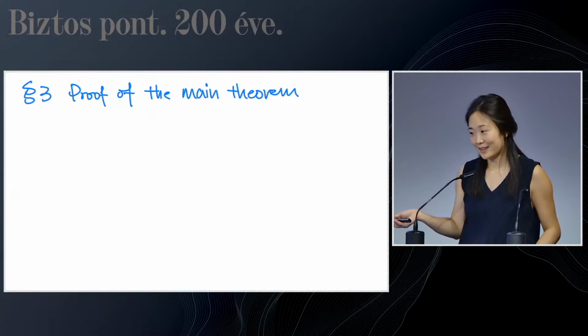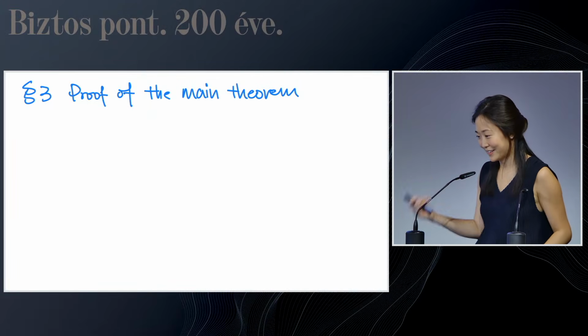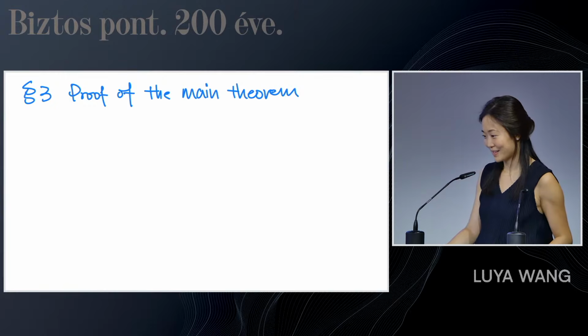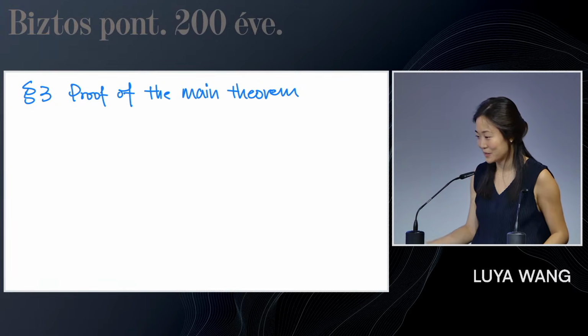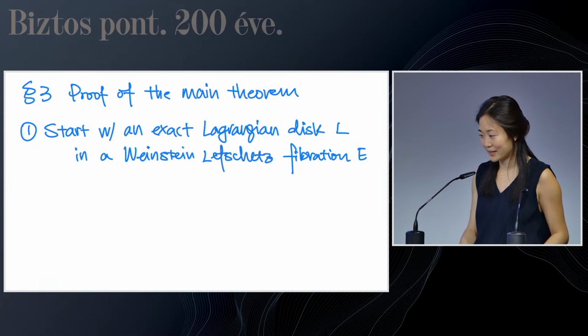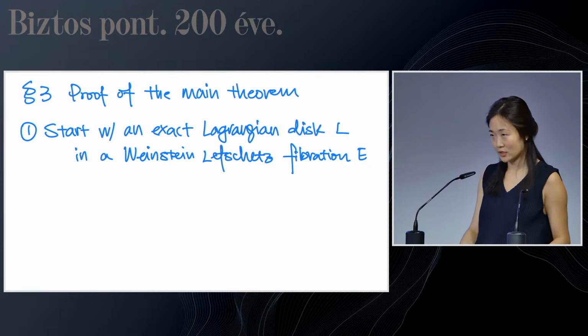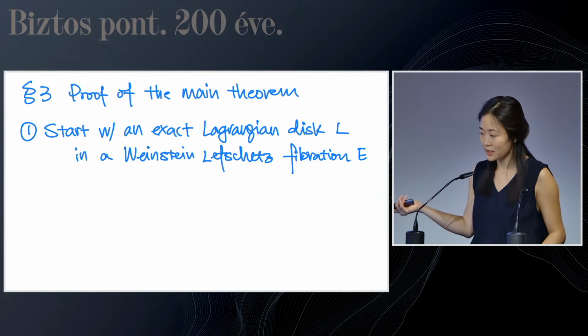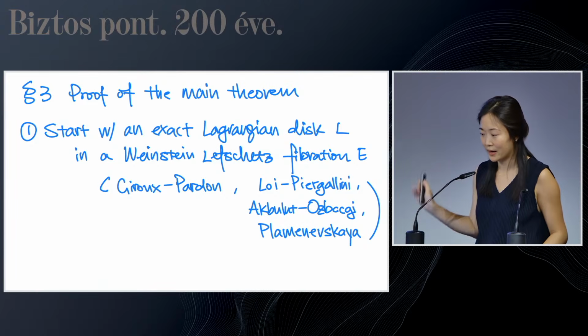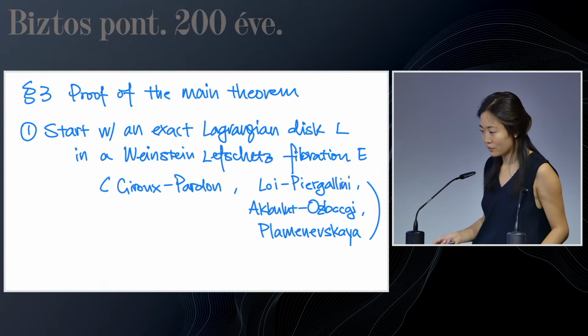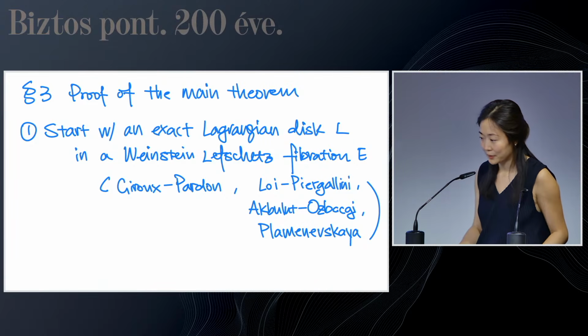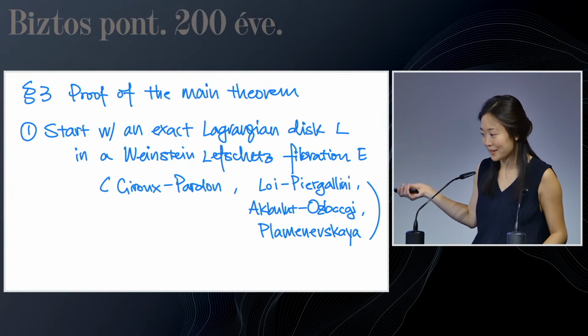Okay, if not, then you can still interrupt me regarding the previous sections. But now let me try to show you a proof of the main theorem, showing all exact Lagrangian disks in Weinstein domains are regular. So let's start with an exact Lagrangian disk in a Weinstein Lefschetz fibration. We start with a Weinstein domain, and we get the Lefschetz fibration by Giroux-Pardon, or in dimension 4, done by Loi-Piergallini, Akbulut-Ozbagci, and Plamenevskaya.